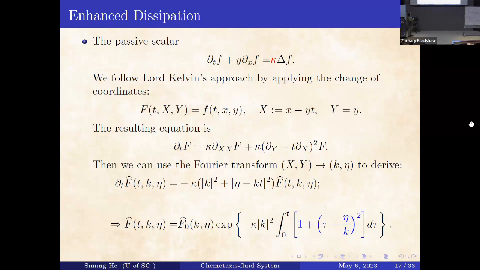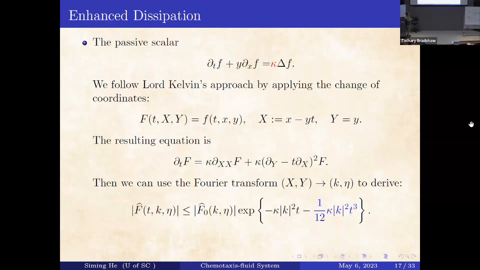Here you can easily do a Fourier transform. The Fourier transform of this operator becomes minus kappa times k squared plus (eta minus kt) squared. You can easily solve this equation using characteristics and directly write it out. You have a tau minus eta over k squared here, and when I integrate in time over tau, you gain another power. So at the end of the day, you can easily get this kind of decay.